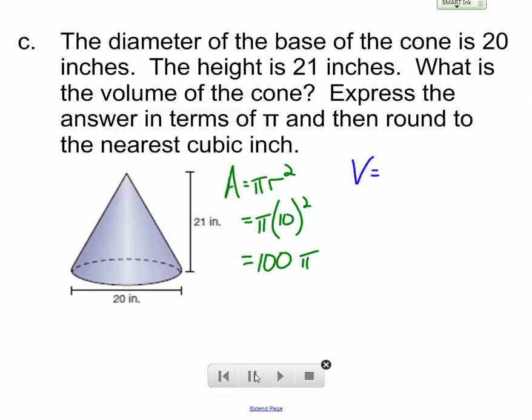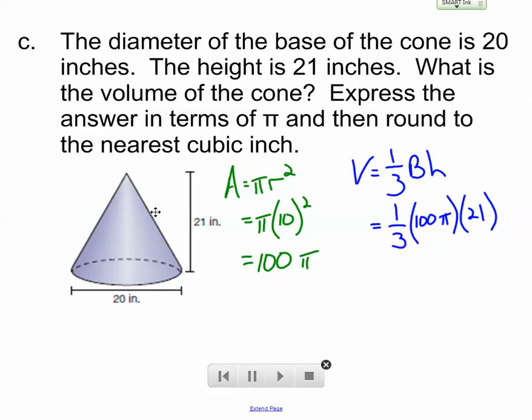Volume of a cone is 1/3 the area of the base times the height of the prism. The area of the base, we just figured that out. That's 100 pi, and the height of the prism is 21. It should be noted that, I'm sorry, I keep saying prism. I meant cone. The height of the cone is 21. The height is straight down from the vertex to the base at a 90-degree angle.